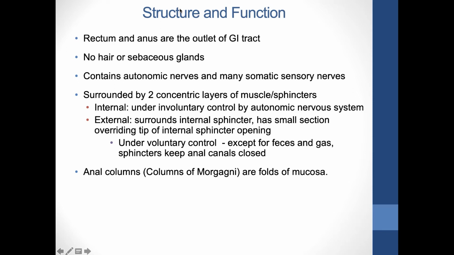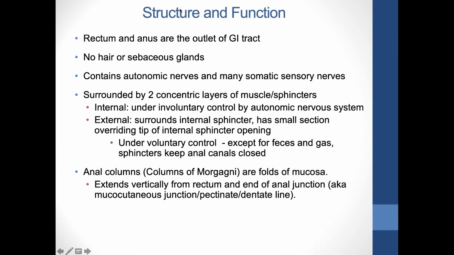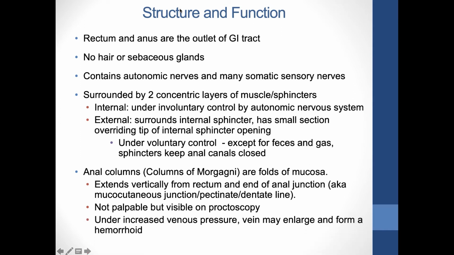There are anal columns. We're going to see this in a picture following this slide, which are folds of mucosa, and these extend vertically from the rectum and end at the anal junction. They're not palpable, but they are visible on proctoscopy. We have increased venous pressure sometimes, mostly with our older adult population, and this can cause enlarged veins, which end up forming a hemorrhoid.